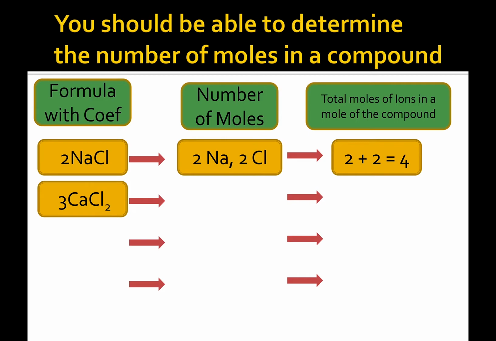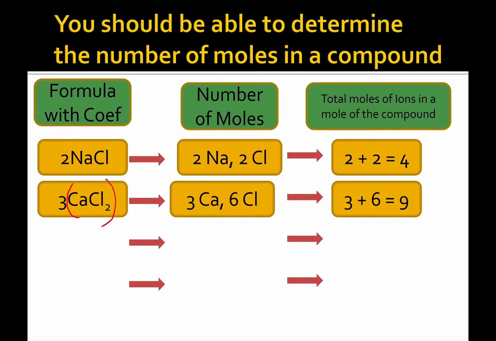For calcium chloride, we can think of this almost like there's a parentheses around the whole thing. And that coefficient will only get distributed to things coming right after it. So 3CaCl2 gives us 3 calciums and a total of 6 chlorines for a total of 9 moles of ions.